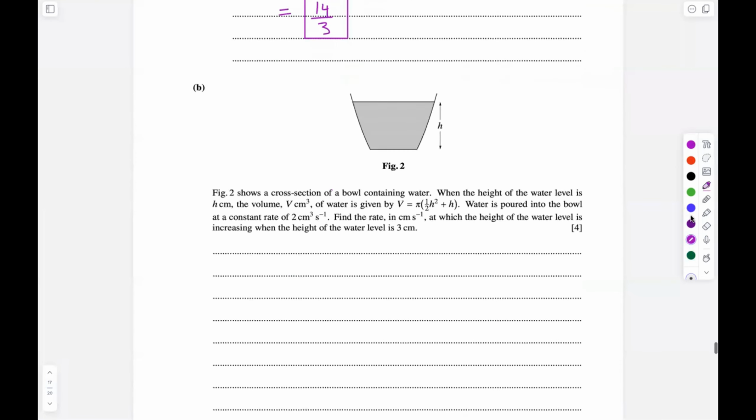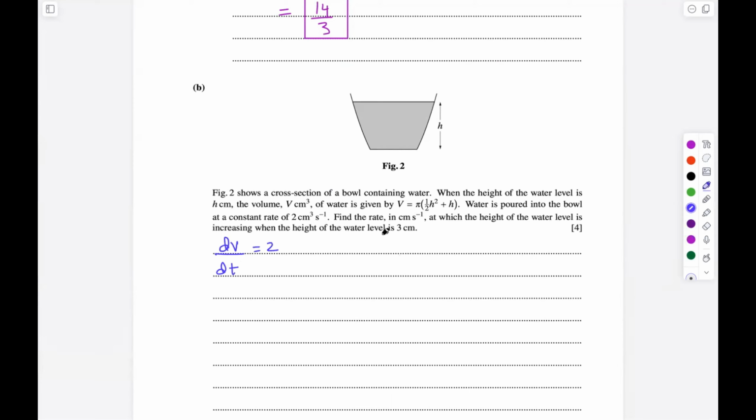In part B, it says figure 2 shows the cross section of a bowl containing water. When the height of the water level is h centimeter, the volume of water is given by V = π(½h² + h). Water is poured into the bowl at a constant rate of 2 centimeter cube per second. This means that the rate of change of volume, dV/dt, will be equal to 2.